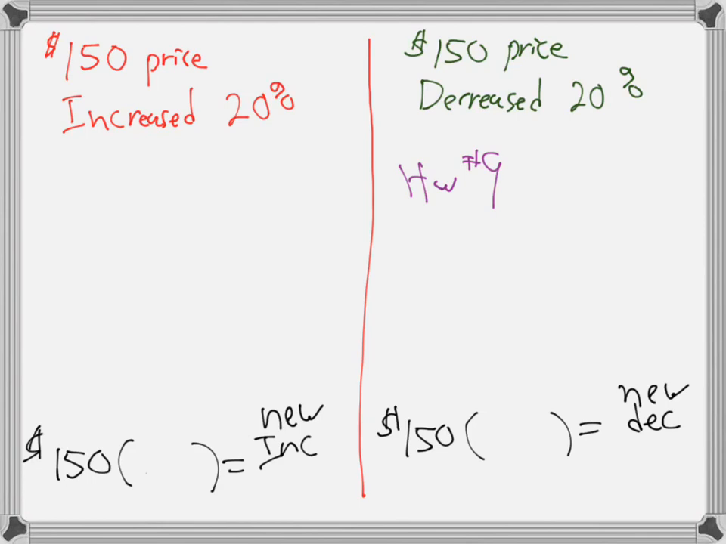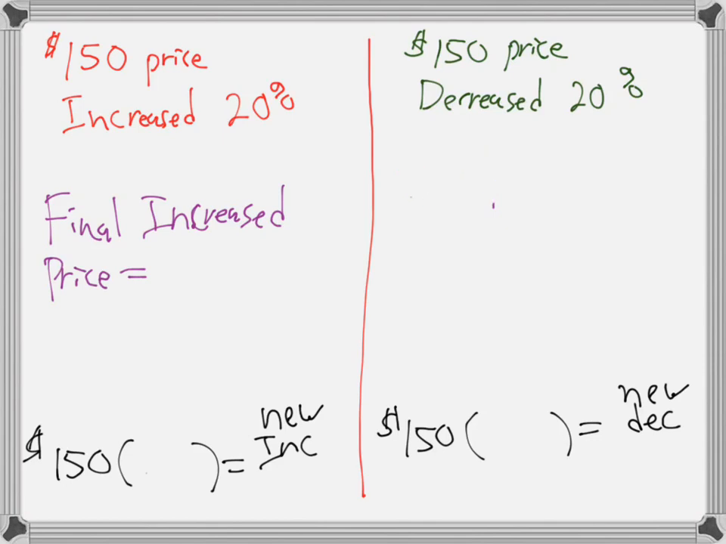We want the final increased price here. So you want to come up with a final increased price here, and then on the other side, we want to get the final decreased price here. So keep working.